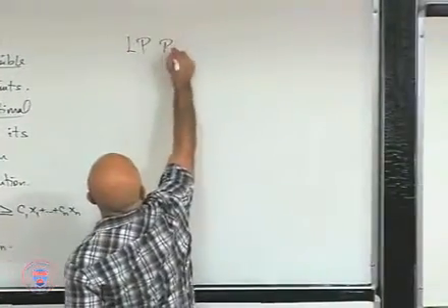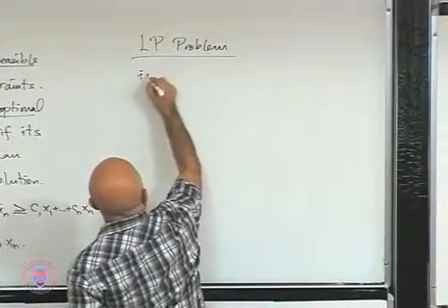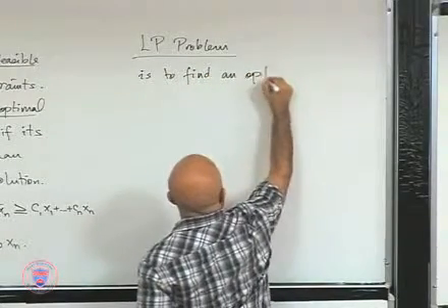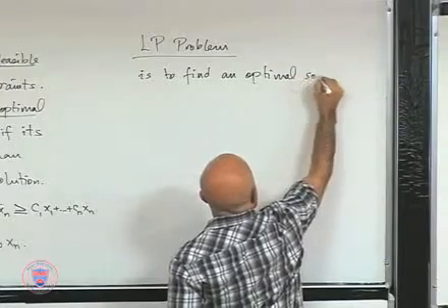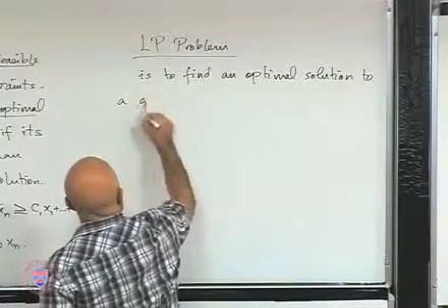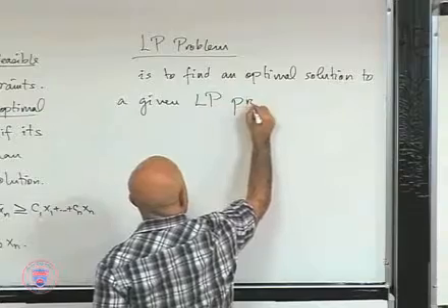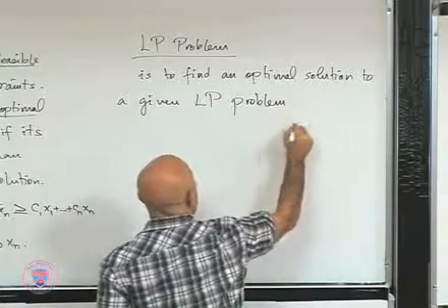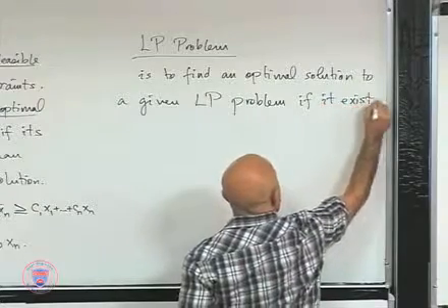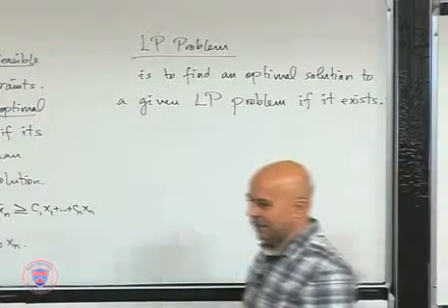The LP problem is to find an optimal solution to a given linear programming problem if such a solution exists. It doesn't have to exist.